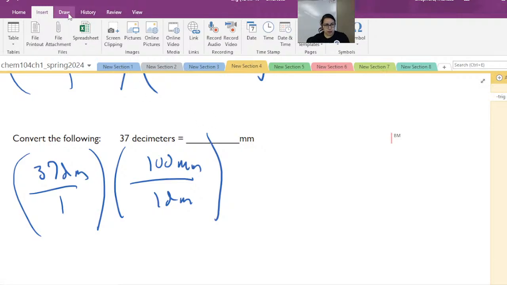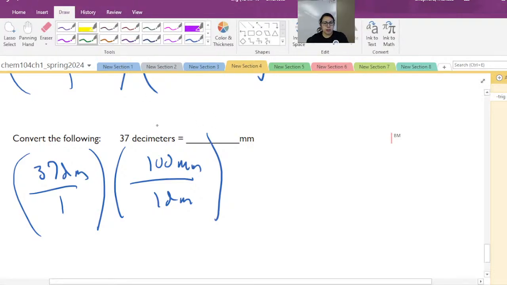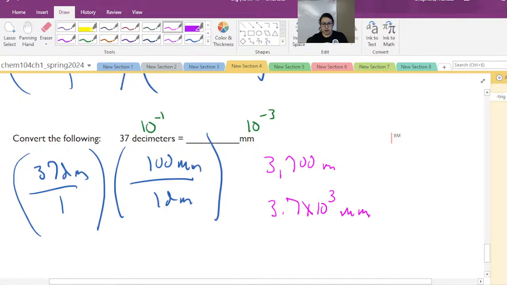Yeah, so to get everybody up to speed, decimeters is 10 to the negative 1. Millimeters is 10 to the negative 3rd. So there's our 100 factor between them for the one-step conversion. And then so multiply, and you get 3,700 millimeters, or 3.7 times 10 to the 3rd millimeters.